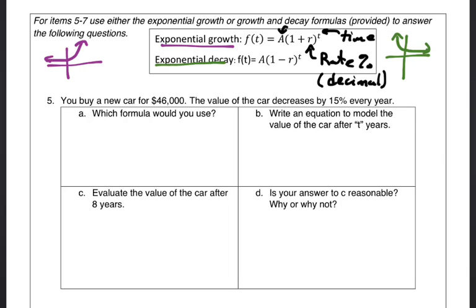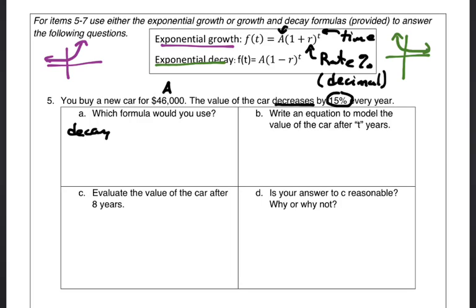So let's check out this first problem right here. You buy a new car for $46,000. That's going to be your original amount. The value of the car decreases, that's important to know, by 15% every year. Okay, so which formula would you use? You would use the decay formula. Why? Because the value of the car decreases. So we're going to use the decay formula.